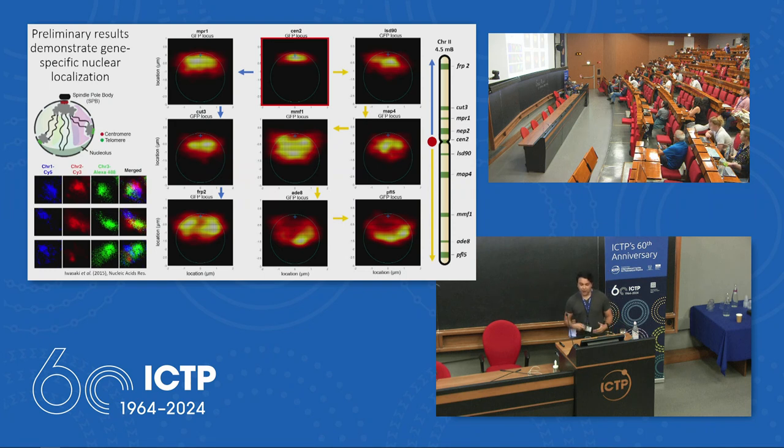What I really want you to take away from this slide is that as we move away from the spindle pole body, genes have very characteristic and specific localization patterns, right? Genes that are near it tend to occupy nearby space. That might be intuitive. But as you go farther out, you see different localization patterns and where it likes to hang out. This is a little counterintuitive, right?